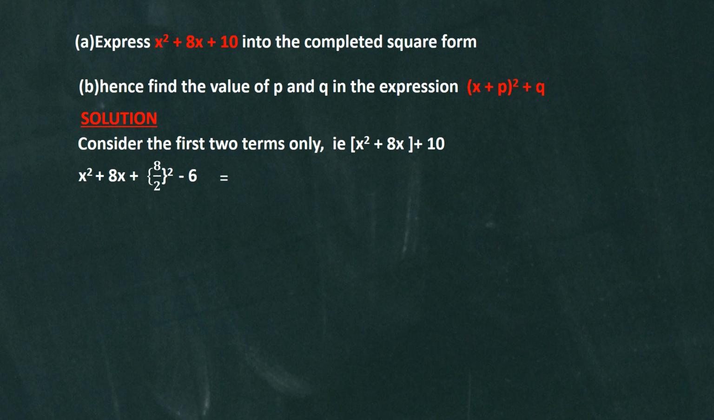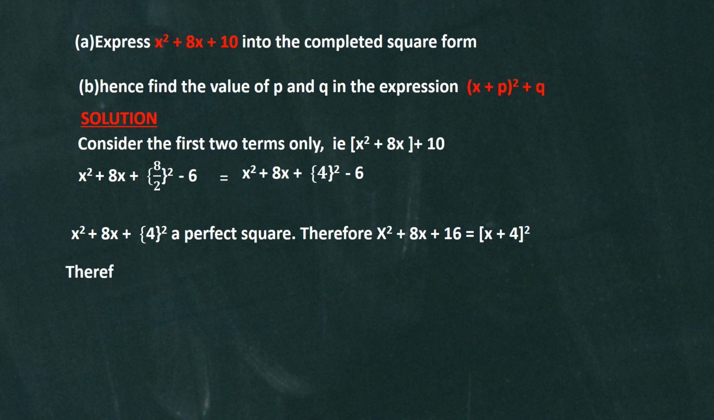That expression of x squared plus 8x plus 4 squared is actually a perfect square, and it can be written in a simpler form of just x plus 4 squared. We don't forget to subtract 6 to remain with the expression that we were given at the beginning. And so we now have x plus 4 squared minus 6. That is our completed square form of the quadratic expression x squared plus 8x plus 10.